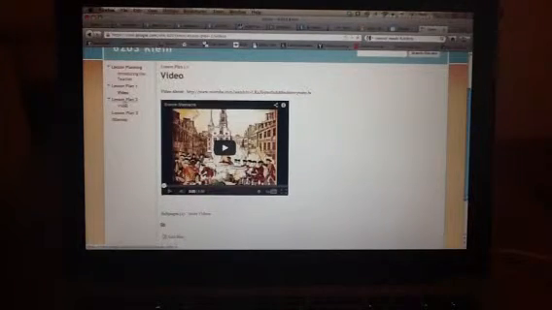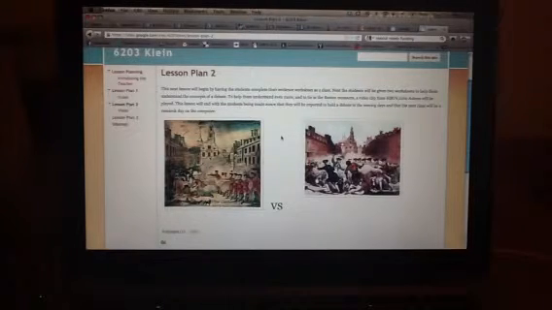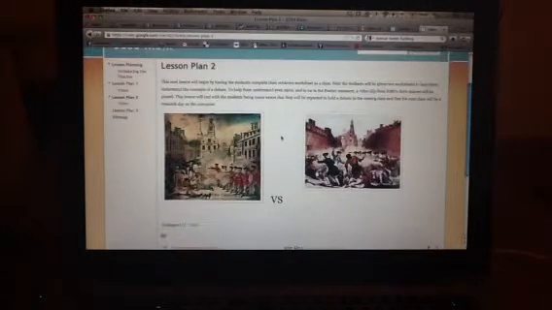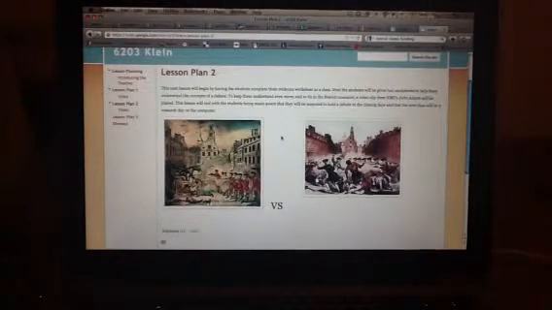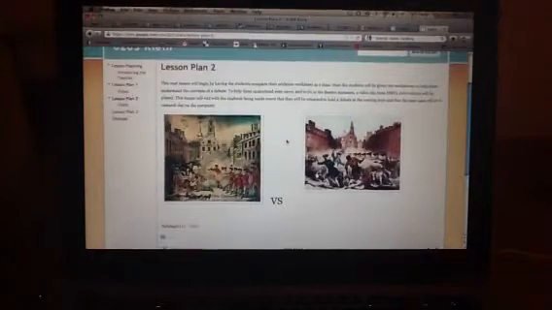Now if I click on lesson plan 2, in this lesson plan the students are going to complete the evidence worksheet that was given to them in the first class. And then in this class, they're really going to start to learn about the whole debate process. And I'm going to include the Boston Massacre as an example by juxtaposing what happened with the Boston Massacre trial with how we will debate.